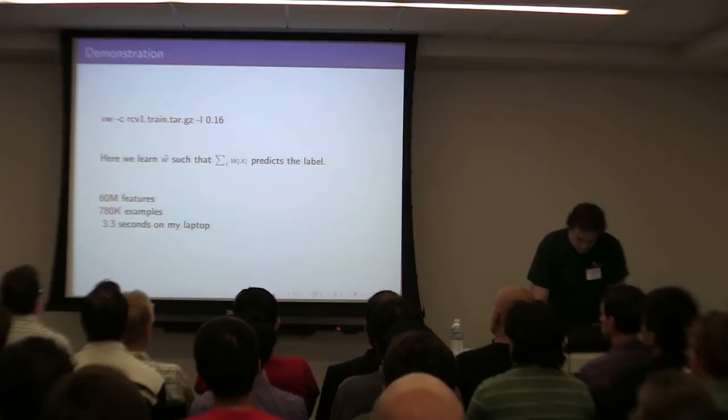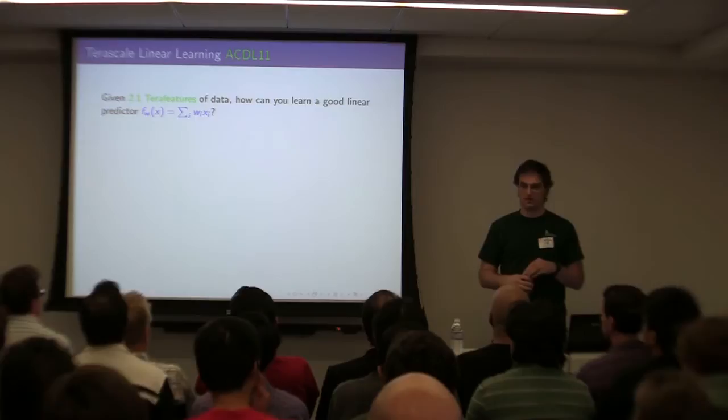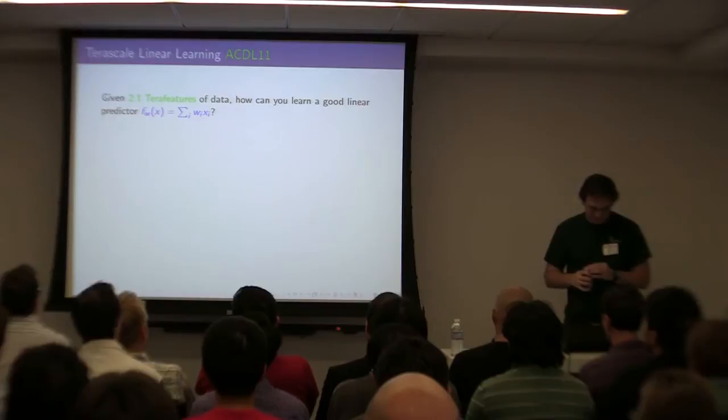So let's say we have a 2.1 terafeature data set. So this is the number of non-zero entries in the data matrix. All right, so tera is great because it's like terror, right? And now the question is, how do we learn a good linear predictor?